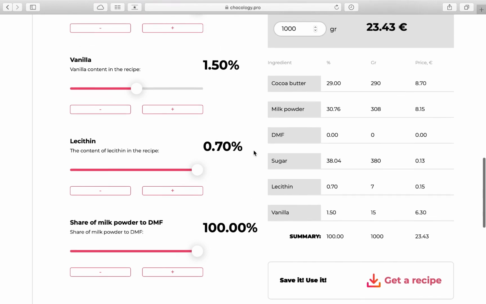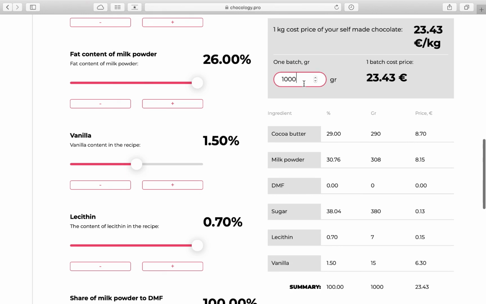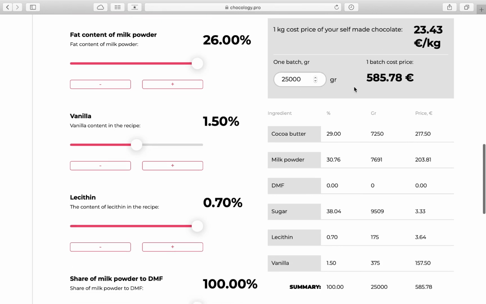The volume of the batch will be 25 kilograms. Well, with our parameters for the white chocolate, we get the cost per kilogram of 23.4. And for 25 kilograms, we get 585.8 euros. These are our very convenient 3 calculators for calculating your chocolate recipes.